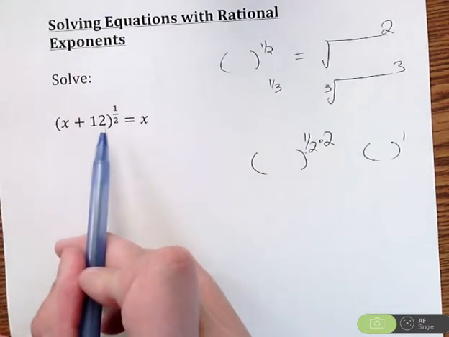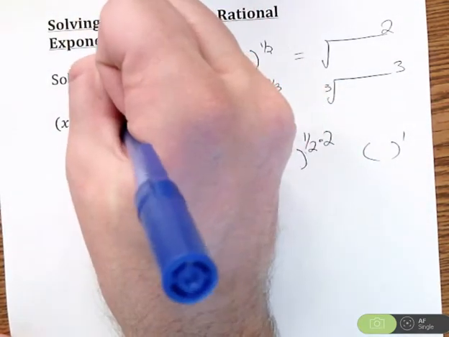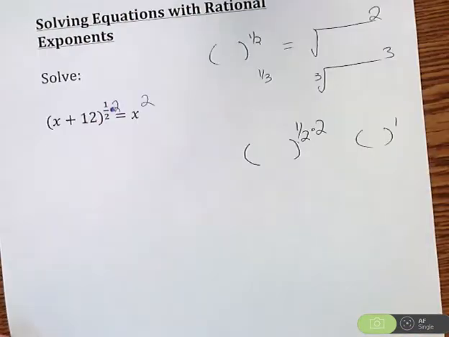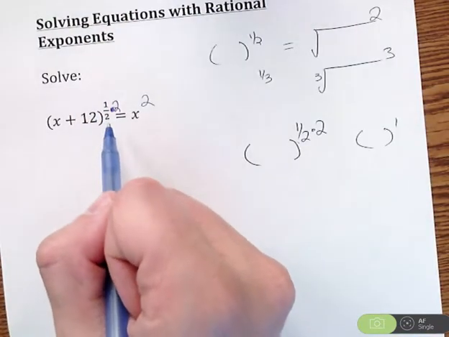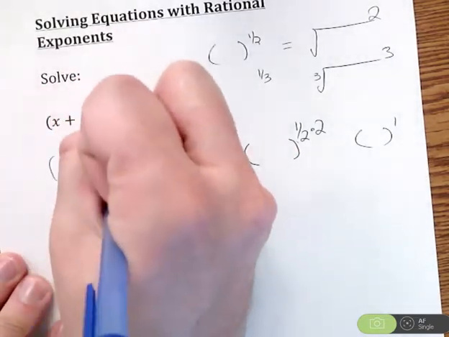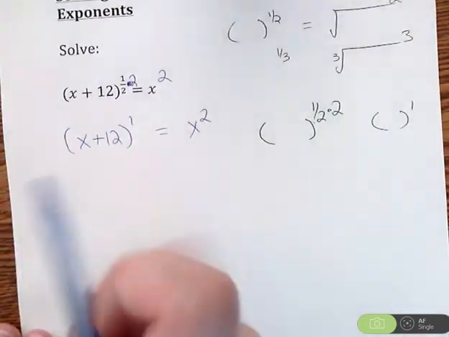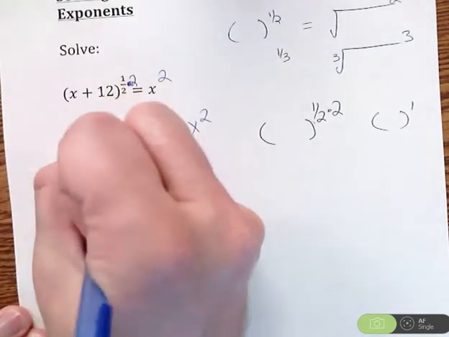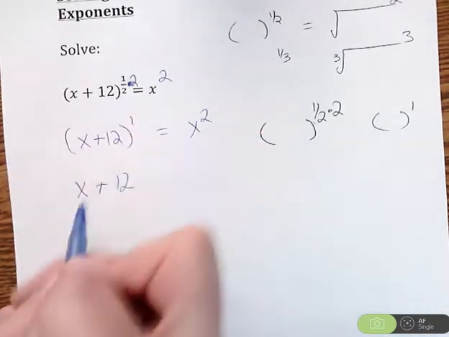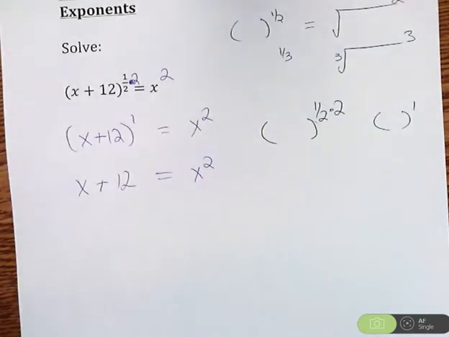So we have x plus 12 to the 1/2 power is equal to x. To get rid of the 1/2, I'm going to square the entire left side and square the entire right side. The reason again is that 1/2 times 2 is 1. So we have x plus 12 to the first power, and on the right side I have x squared. Anything to the first power is just whatever we had, so x plus 12 to the first power is x plus 12. So I have x plus 12 is equal to x squared.